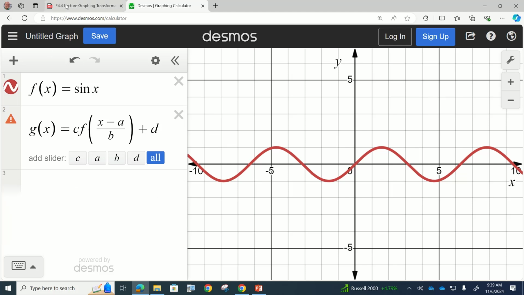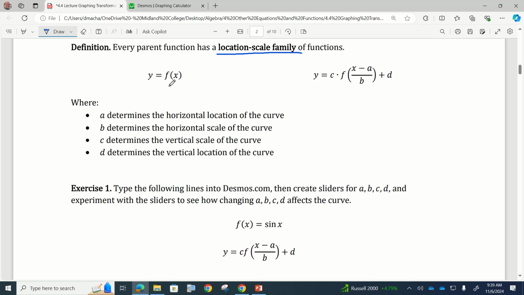So try that on your own. Spend some time trying to understand this. That's why I put it on your homework, is to really encourage you guys to try Desmos out if you haven't already.